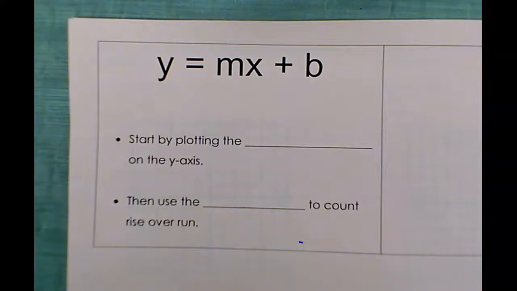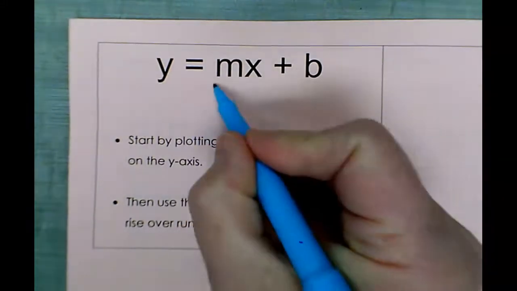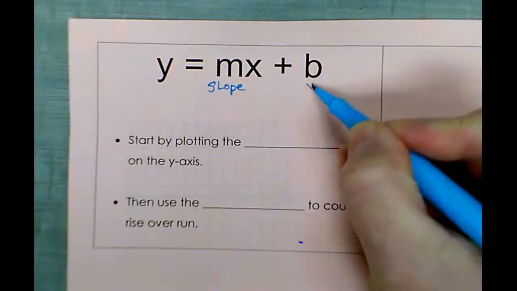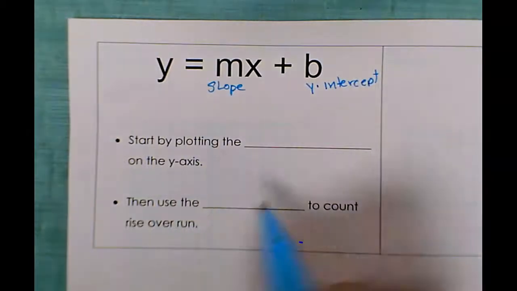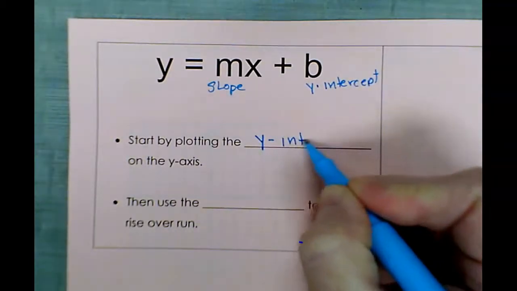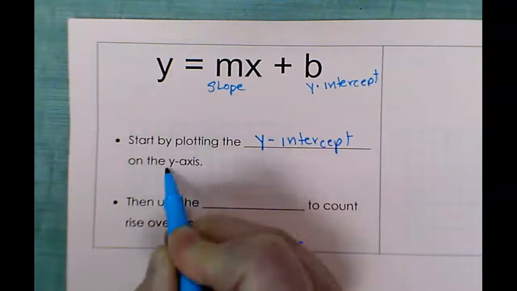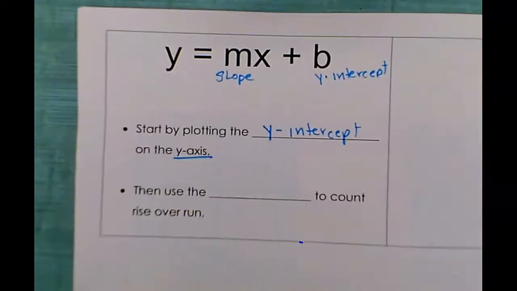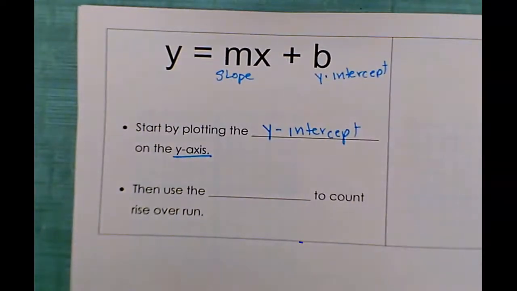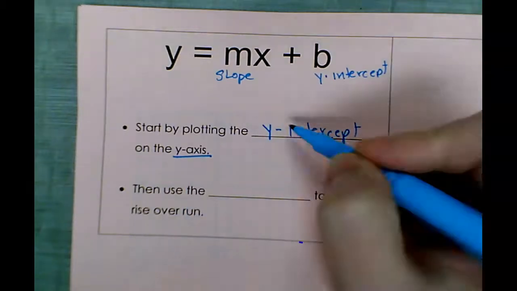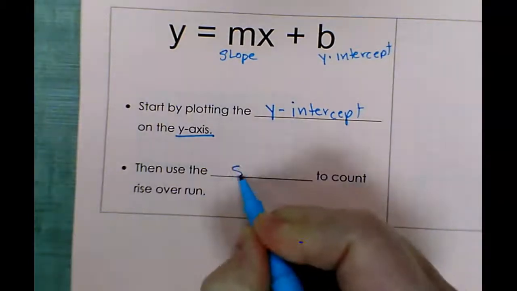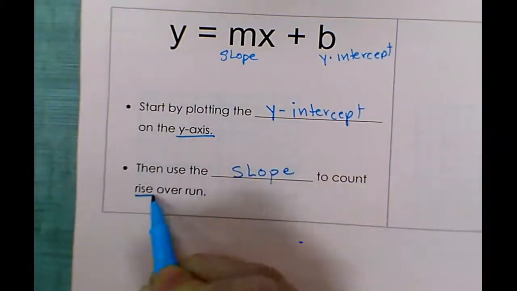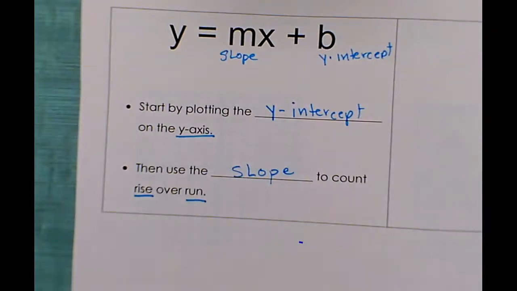If you have an equation in y equals mx plus b form where m is the slope and b is the y-intercept, you start by plotting the y-intercept on the y-axis. Sometimes people plot it on the wrong axis. Make sure you're on the y-axis for the y-intercept. And use the slope to count rise over run.